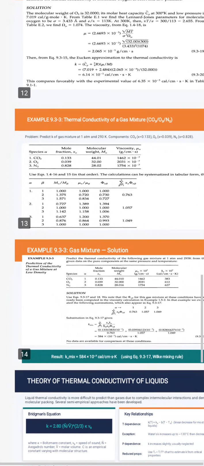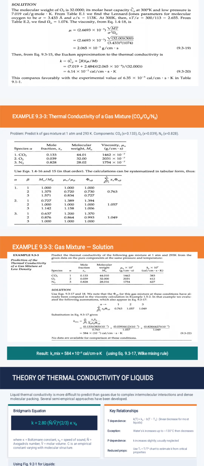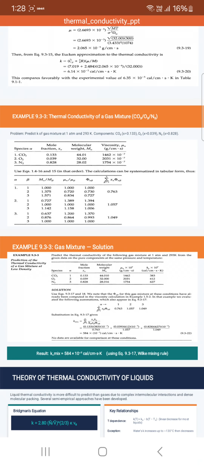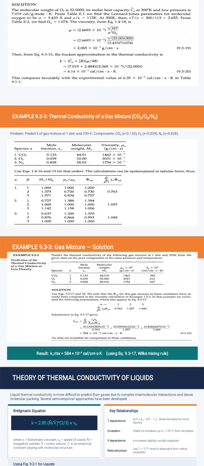Now as a follow up, we'll see some more questions. Predict K of a gas mixture at 1 atm and 293 Kelvin. Components: CO2 whose X is 0.133, O2 whose X is 0.039, and N2 for which X is 0.828. Now how do we solve this question? The data is given in the table. So we term 1 as CO2, 2 as O2 and 3 as N2.